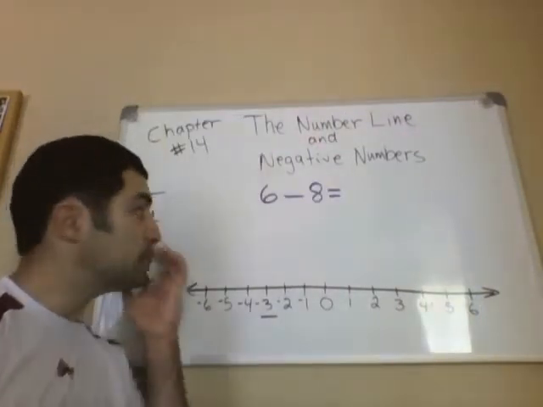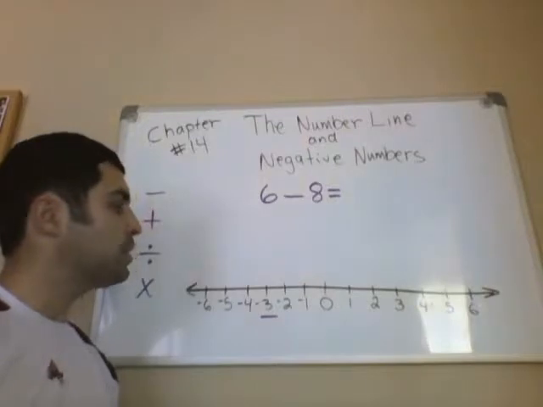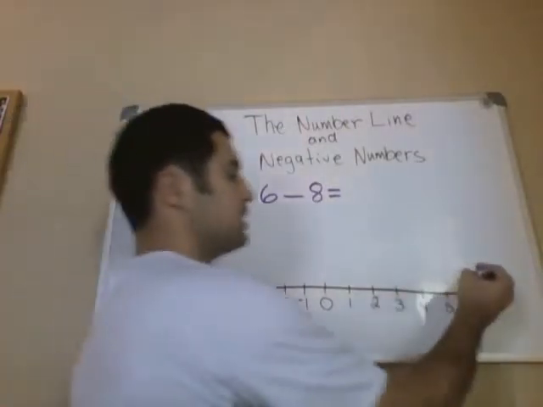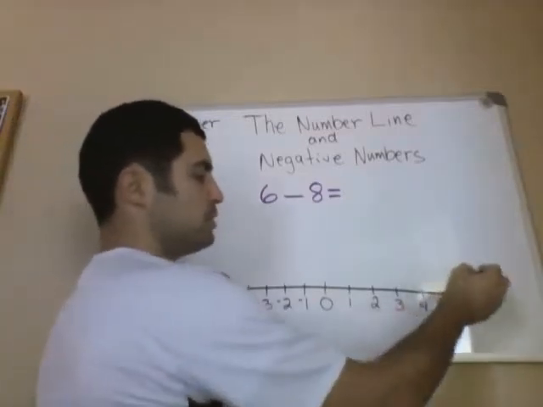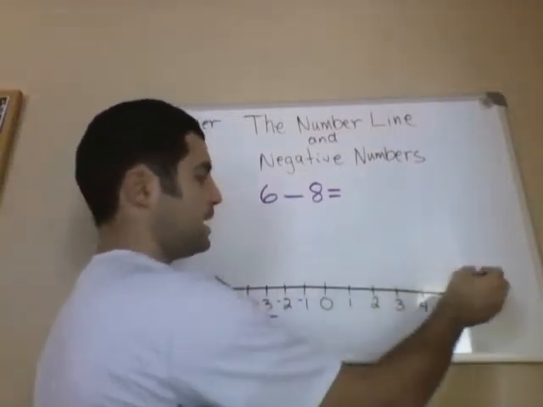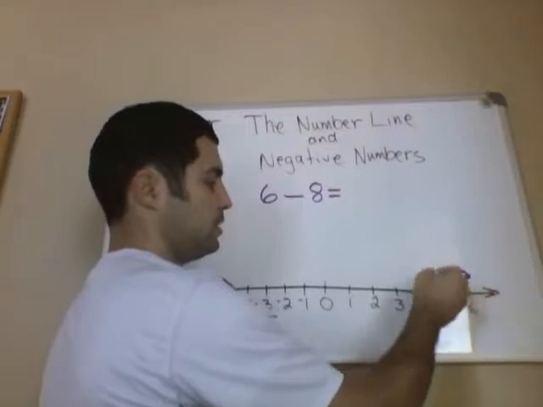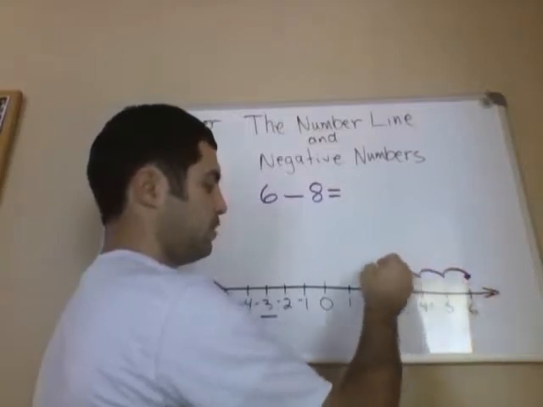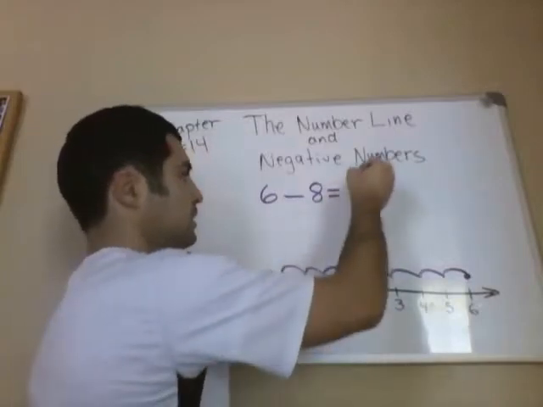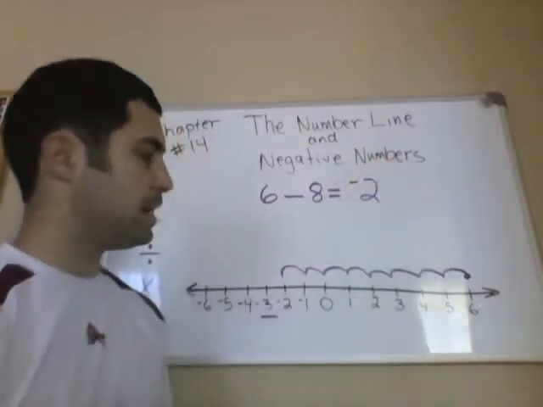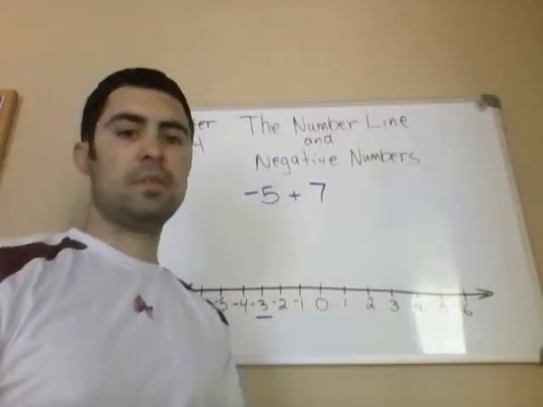Alright, here's a different one. 6 minus 8. So what we're going to do is start with 6, and we're going to subtract 8, which means you start with 6 and you count back 8. So let's count. 1, 2, 3, 4, 5, 6, 7, 8. So that's going to be negative 2. Okay? Let's try another one.